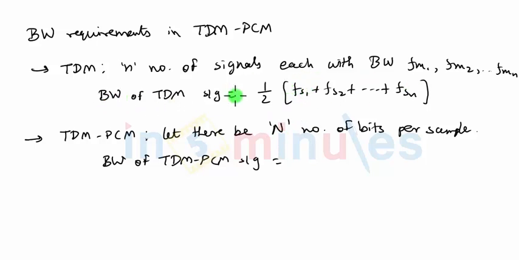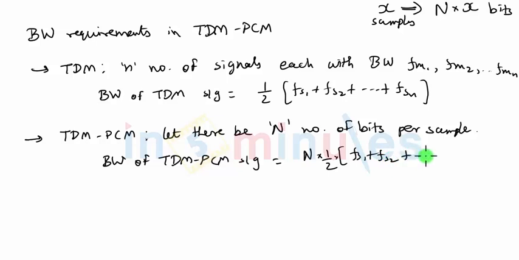So in case of TDM signal, let's say if I was transmitting x number of samples, in case of TDM PCM system, I'll be transmitting N into x number of bits. So x were the number of samples, and now N into x will be the number of bits, because I'm giving N bits per sample. So the bandwidth of TDM PCM signal will get multiplied by capital N. So it becomes N into half into (fs1 plus fs2 up to fsn). So this much is the bandwidth of TDM PCM signal. You are multiplying by N because now you are transmitting N bits per sample.